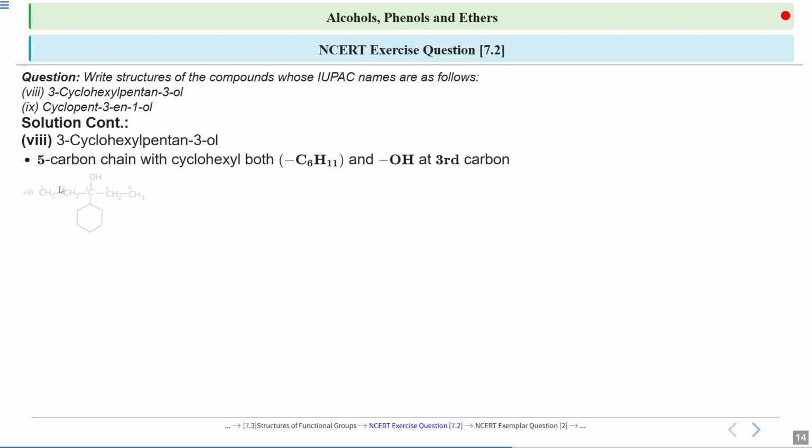as pentane. So we first write the pentane chain, and at the third carbon we attach the alcohol and the cyclohexyl, and you get the structure of 3-cyclohexyl pentane 3-ol.